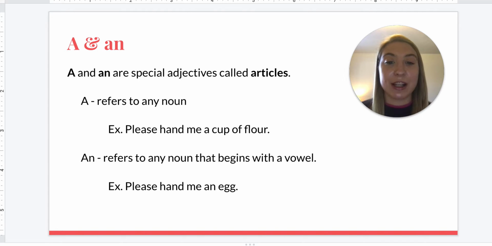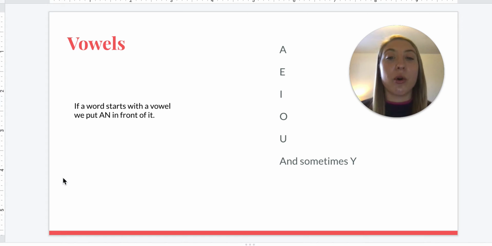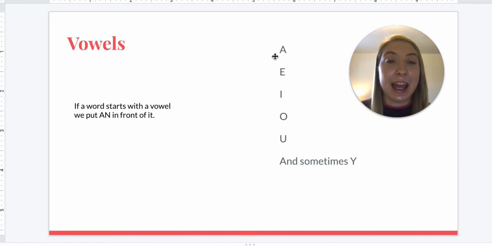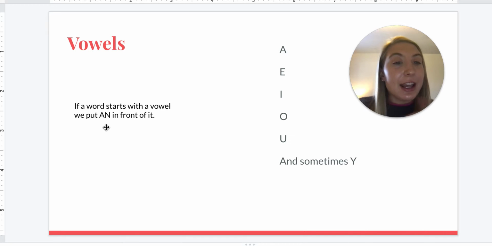So now let's go through examples. But before we do that, let's go over vowels. So if a word starts with a vowel, if the noun starts with a vowel, which is A, E, I, O, U, and sometimes Y, then we put an in front. Now, with sometimes Y, usually at the start of a sentence, Y is going to be a consonant. The only time Y is a vowel is when it creates a diphthong. So when we see toy, T-O-Y, the O and the Y make a sound together, and then it becomes a vowel. So we won't have to worry about Y, but just make sure you're sounding it out.